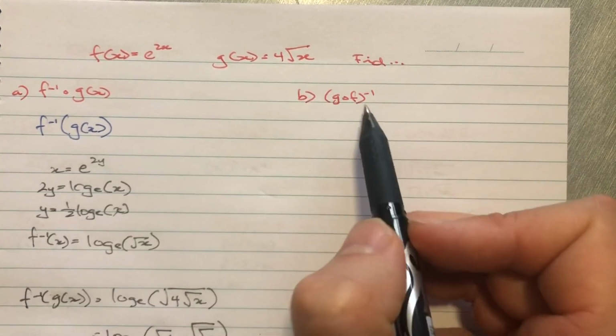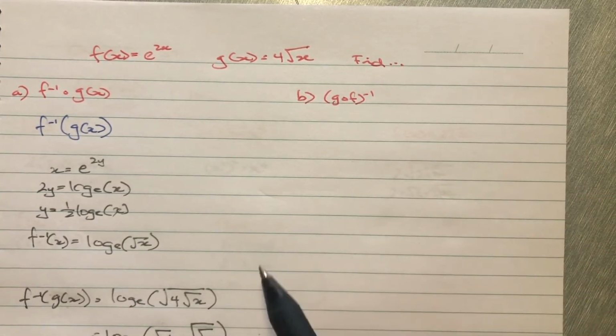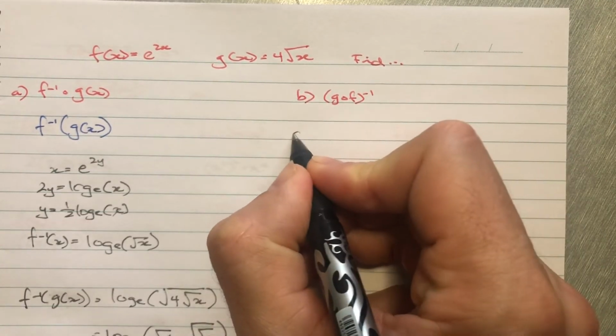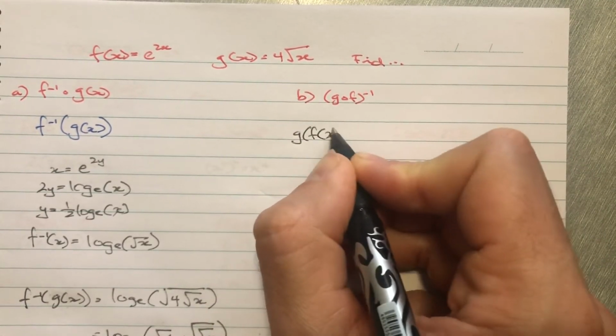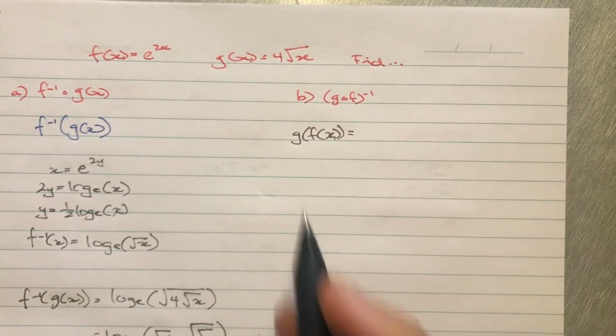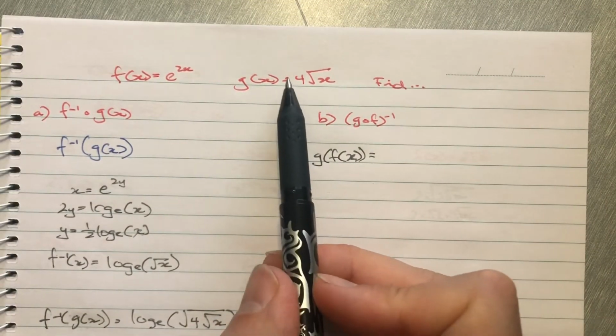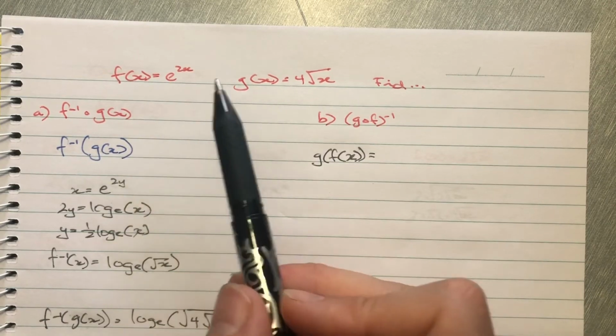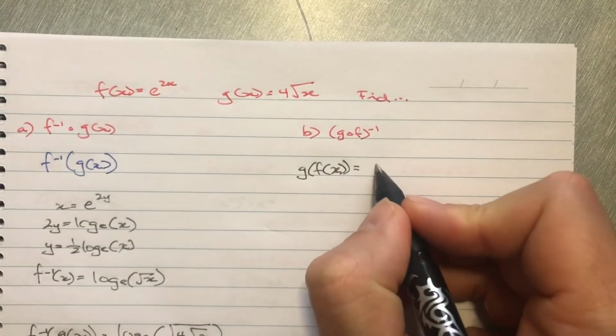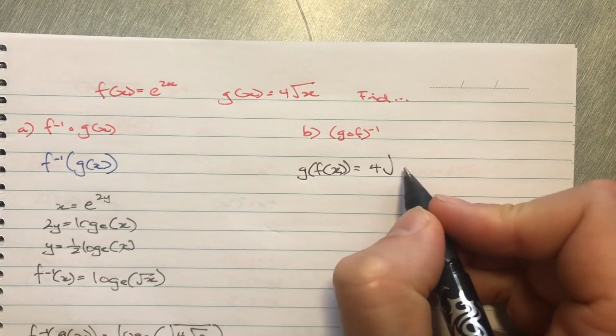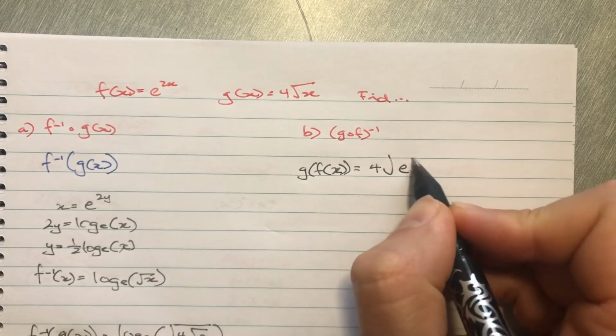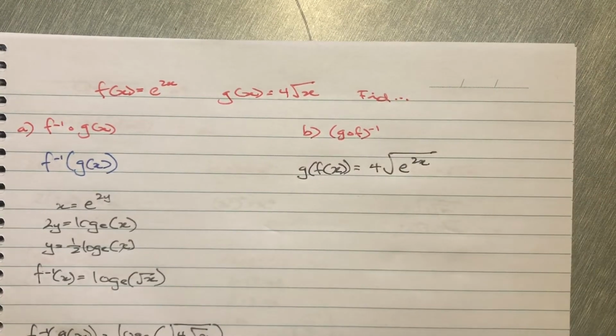Alright, so let's just forget about the inverse for now. Let's find g of f of x. Alright, here's our g, here's our f. So we're going to put our f into g. Okay, there we go. So we've substituted that one in, and that's the rule. We don't really need to do anything apart from that, I don't think.